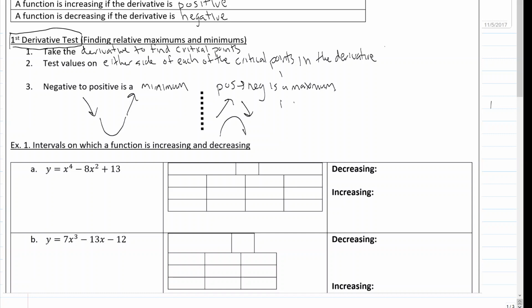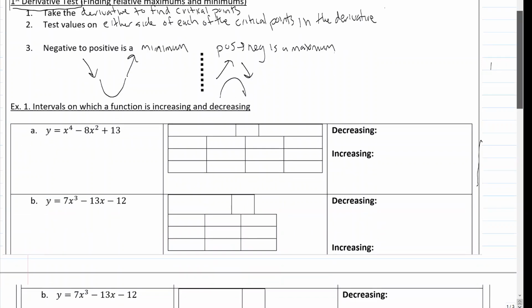So hopefully this seems relatively intuitive. You can draw it with your hands. I often do that. So I just kind of say, hey, negative before, positive afterwards, and I make a scooping downwards motion. That looks like our first one. And if it's positive to negative, I make a hump sort of motion. So that's a maximum.